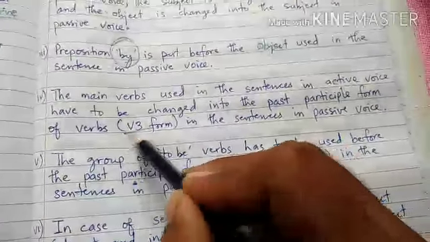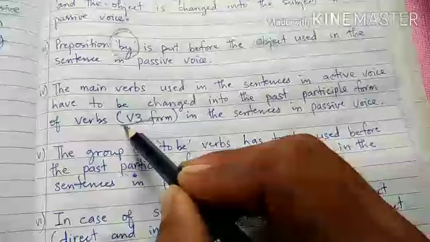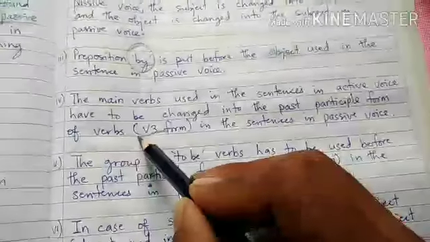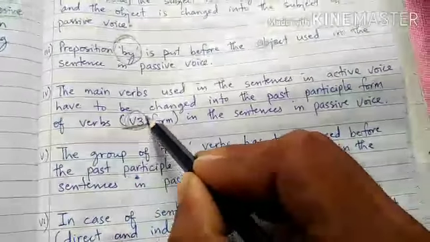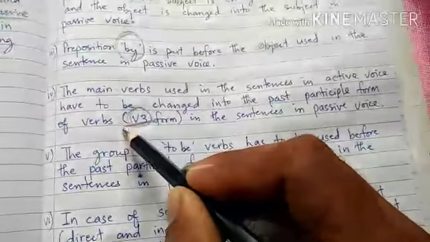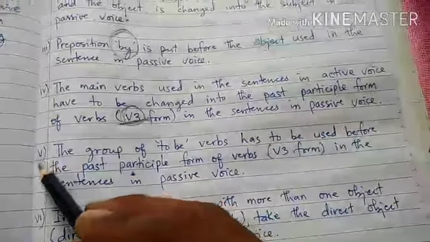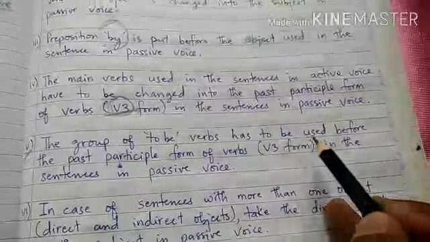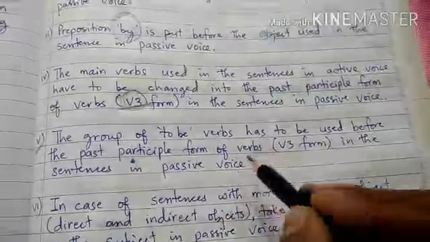So जो सेंटेंसेस एक्टिव वॉइस में है और उस सेंटेंस में जो मेन वर्ब्स है उसे जब हम पैसिव वॉइस में चेंज करेंगे तो वो सारे मेन वर्ब्स को हम B3 फॉर्म में चेंज करेंगे, पास्ट पार्टिसिपल फॉर्म ऑफ द वर्ब्स. ओके, this is very important to understand. After that, another point to understand is the group of to be verbs has to be used before the past participle form of verbs in the sentences in passive voice.